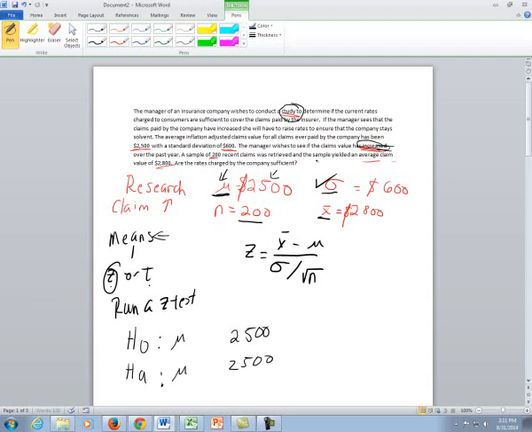Let's look at the claim. The claim is: has the value increased? Remember our three questions: bigger, smaller, or different from. In this case, we want to know if the new value is bigger. It's a research study, so our claim is going to go in the bottom, so bigger than $2,500 in our alternative hypothesis. And for the null, we're going to have less than or equal to, because it's the opposite of our alternative.